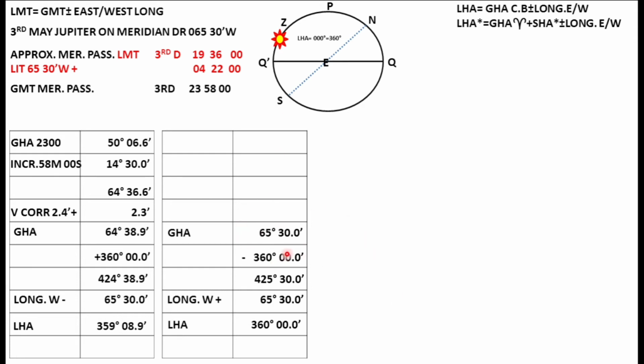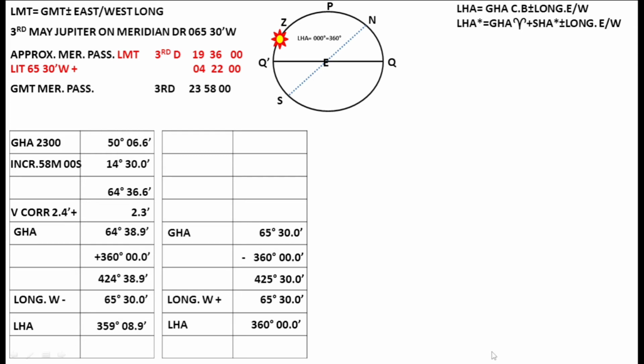Now this GHA, as you can see here, is the sum total of the increment for the fraction of an hour plus V correction. So the V correction is already added into this. So if I have to come to this value of GHA, I have to subtract the V correction because it was added when I was going down. Now I'm going in reverse, so it has to be subtracted.